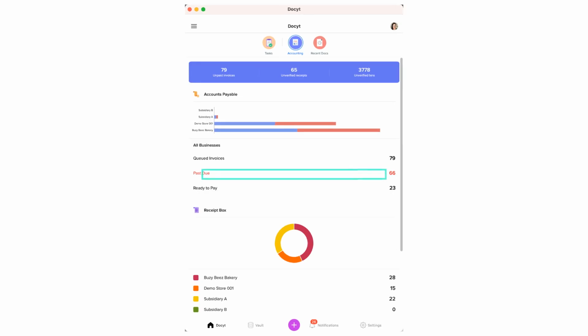Lastly, the past due invoices section. This is an important area that highlights invoices that have exceeded their payment due dates. Keeping track of these helps you to follow up effectively and manage overdue payments efficiently.